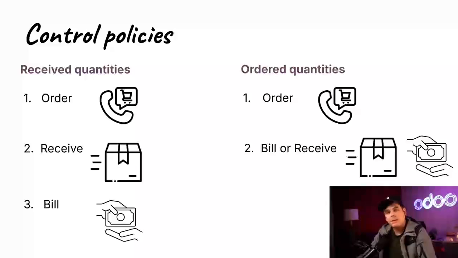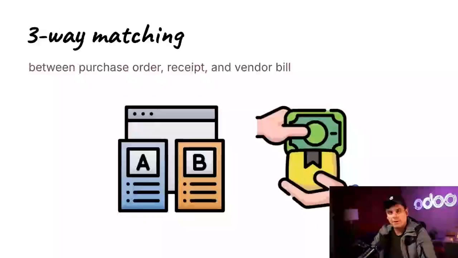Mas se você fizer as coisas como nós, posso mostrar a você como fazer uma correspondência tripla entre o pedido de compra, a conta do fornecedor e, finalmente, os recibos, garantindo que paguemos apenas pelos produtos recebidos pelo preço acordado. Então, acho que já falamos o suficiente e vamos ver como funciona.